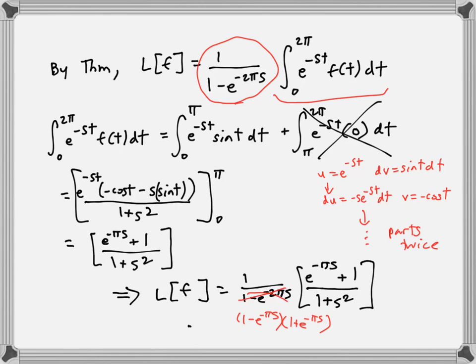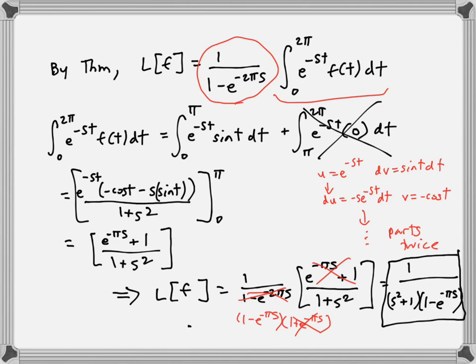That's what this guy became, and so this guy actually cancels with this guy, and so our answer to the whole problem is 1 over s squared plus 1 times 1 minus e to the negative pi s. Okay, so this is our answer. Very cool theorem. It allows us to find the Laplace transforms of any periodic function.